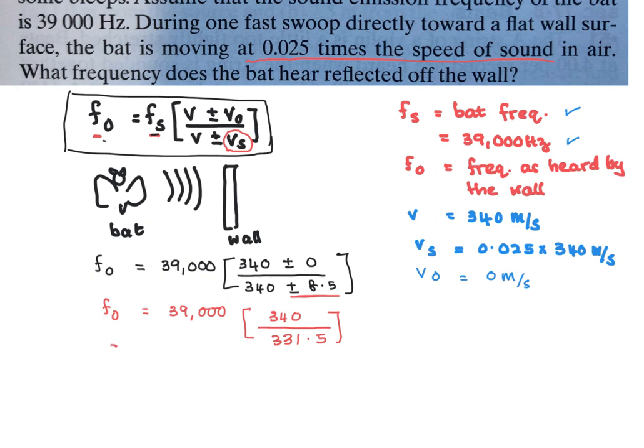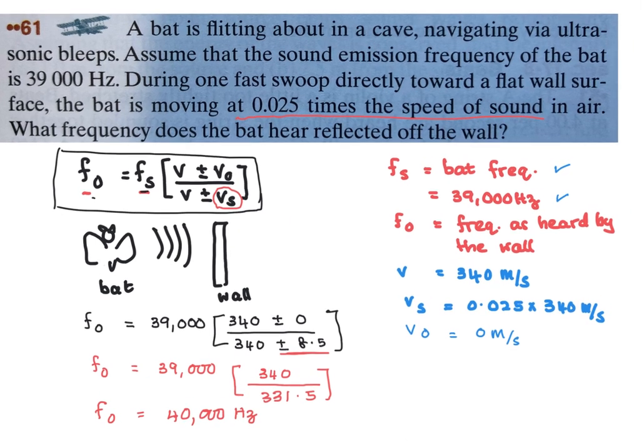And now you can do the substitution, use the calculator and find this value. And we end up with a nice rounded number, 40,000. So now remember, this is the frequency as heard by the observer. But we are not done yet.